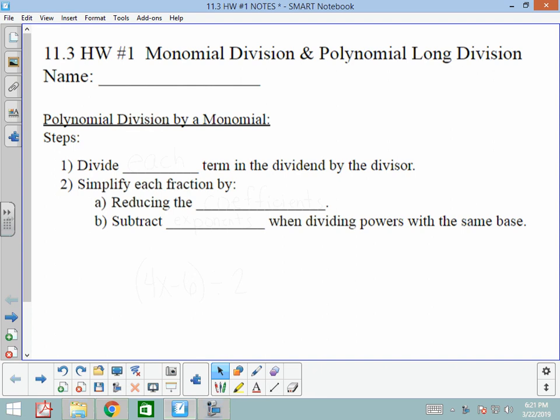This is 11.3 homework number 1, and in this video we're going to look at dividing a polynomial by a monomial. So let's look at the steps first, and then we'll look at some examples. First, divide each term in the dividend by the divisor.